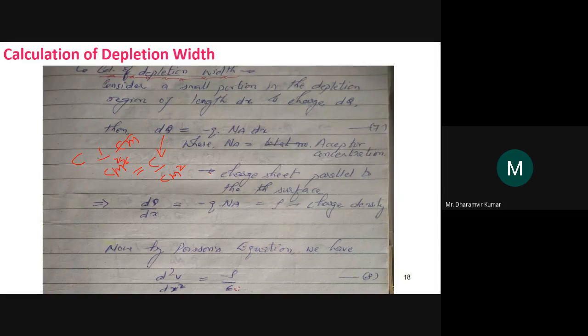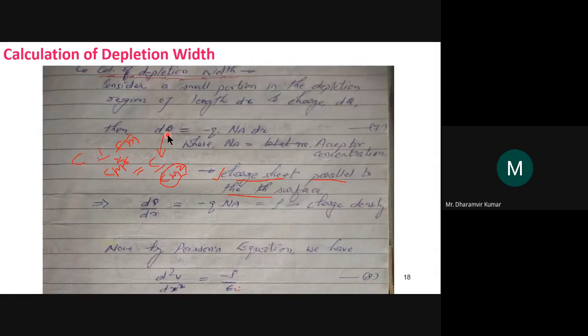So this will look like a charge sheet, parallel to the surface. Why are we calling this a charge sheet? Because this is spread in terms of this dimension, that is per centimeter square. So one thing is clear, that this dq is not simply coulomb. The unit for this dq is coulomb per centimeter square.